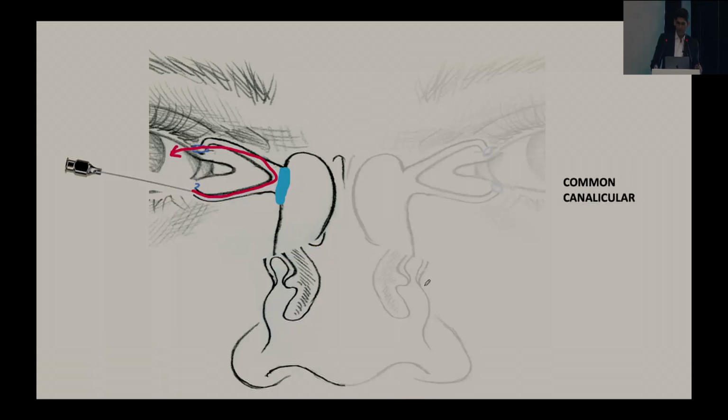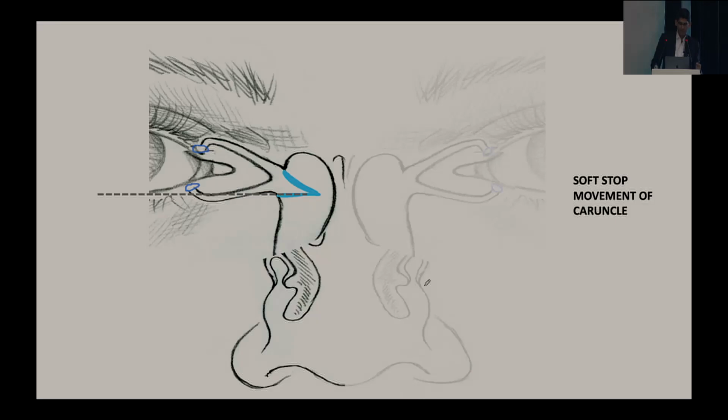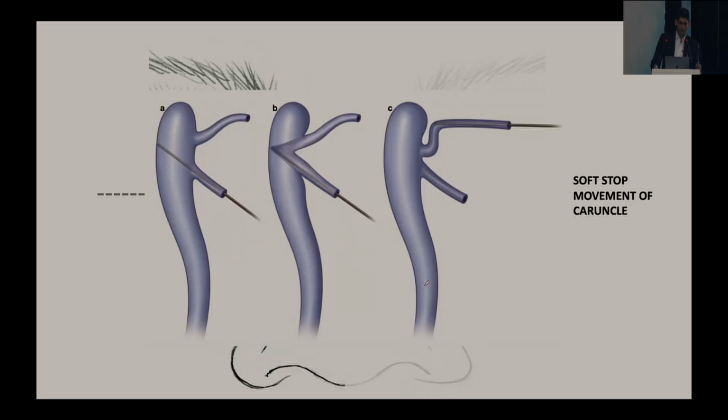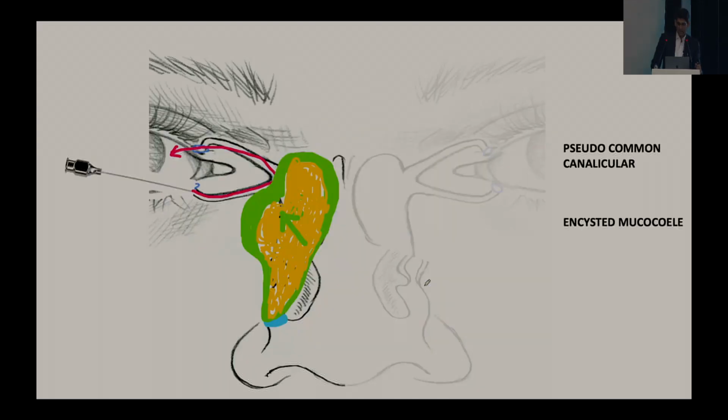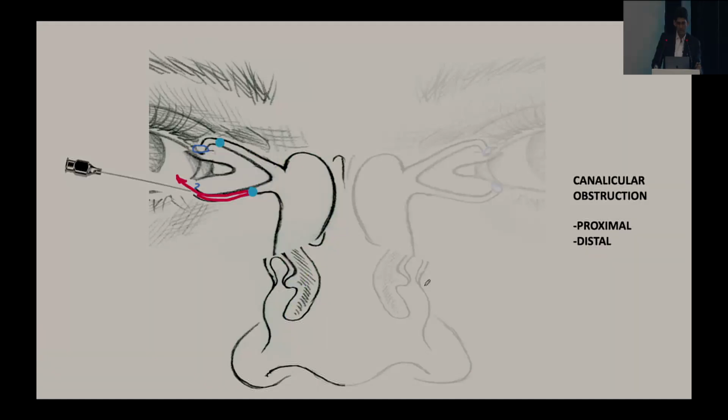In cases of common canalicular obstruction, the fluid will come out immediately, within a few seconds. As soon as you pass it, there might be a little bit of pain, and these can be further differentiated by using a probe, noting the movement of the caruncle and noticing a soft stop on probing. This is a pictorial depiction of the same. Sometimes if you don't stretch the eyelid properly, you can get a false soft stop because of kinking of the canaliculus. In cases where there is an encysted mucocele, where you see a mass in the lacrimal area, you can still get a block like a common canalicular block, because the mass effect kinks the common canaliculus and then you get egress from the opposite punctum itself.